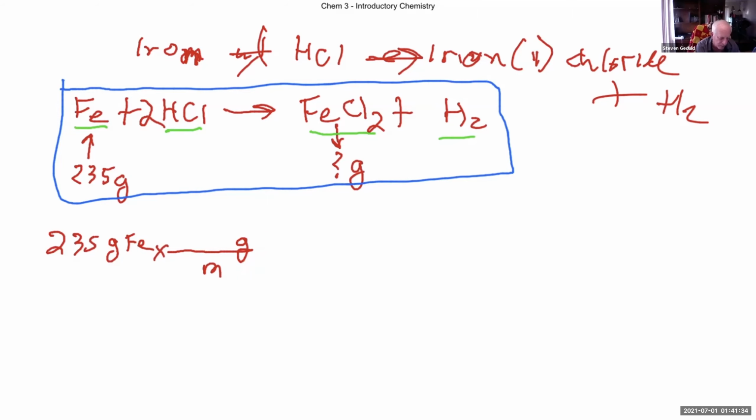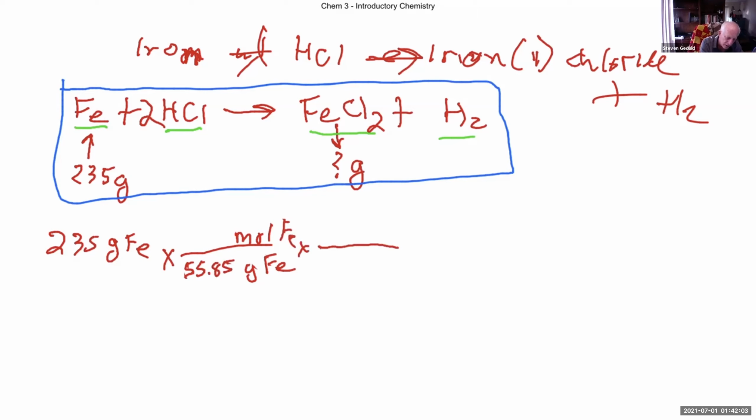Okay. No, don't erase my whole line though. Stop. All right, iron times. Grams has to go on the bottom so they cancel. Grams of iron and moles of iron. And each gram we said was what, 55.85? Yes. Okay. So 55.85 grams per mole of iron.